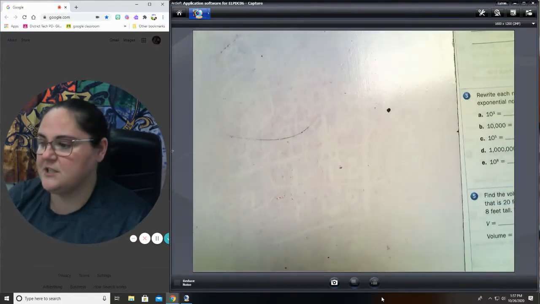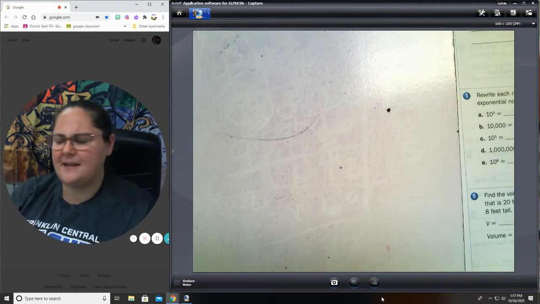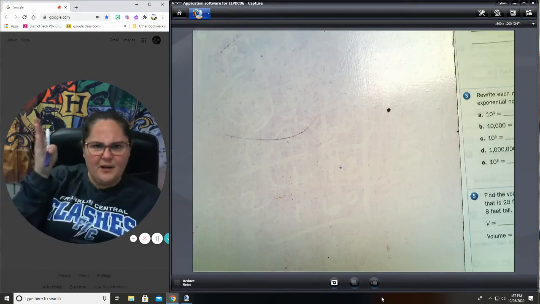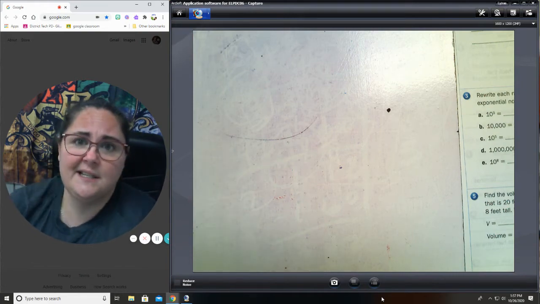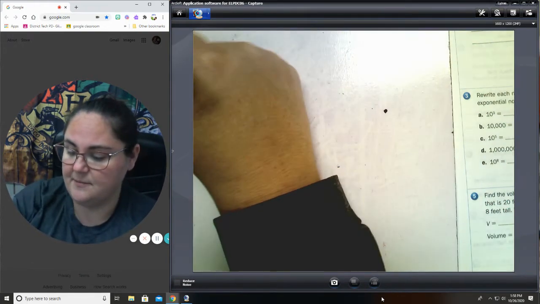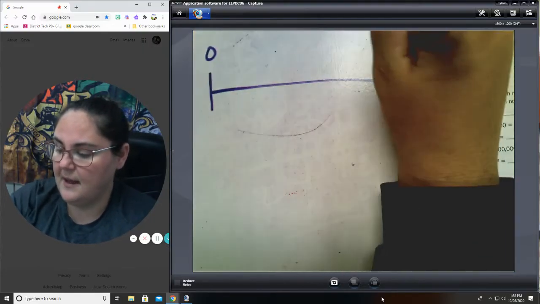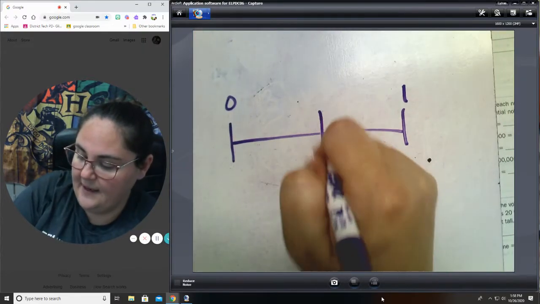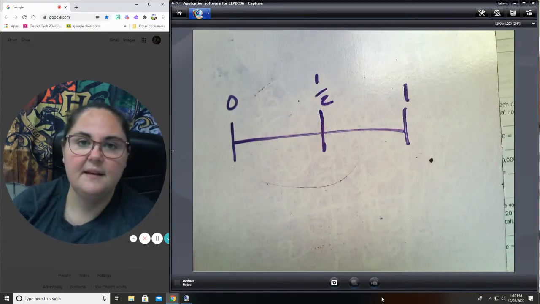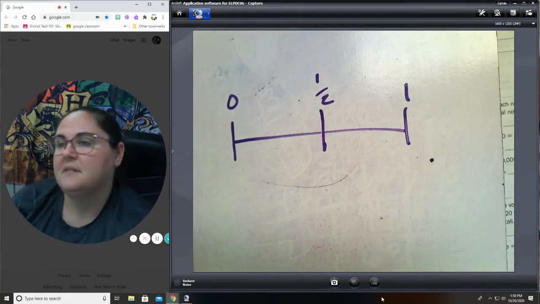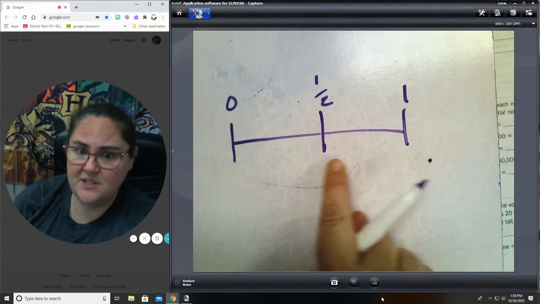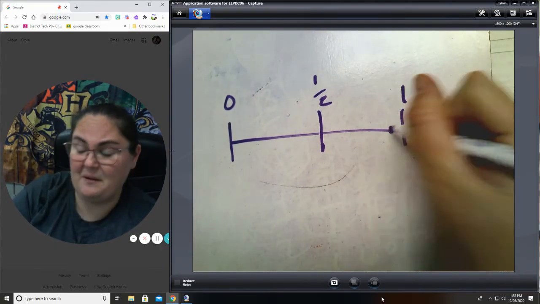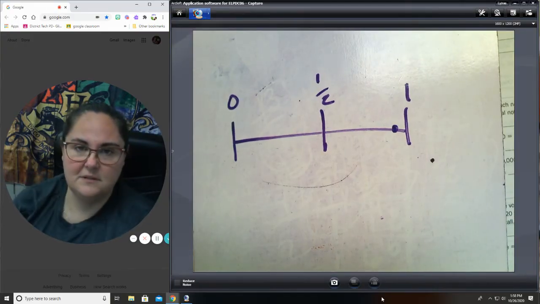So today in our lesson, we're going to talk about how we can use benchmarks to write sums and estimates. What that means is comparing against something. So if I have 0 and 1, and here's 1/2. Think about if I say the number 7/8. Well, I know that 4/8 is half. So 7/8 is going to be really close. It's going to be about here. About. It's an estimate.